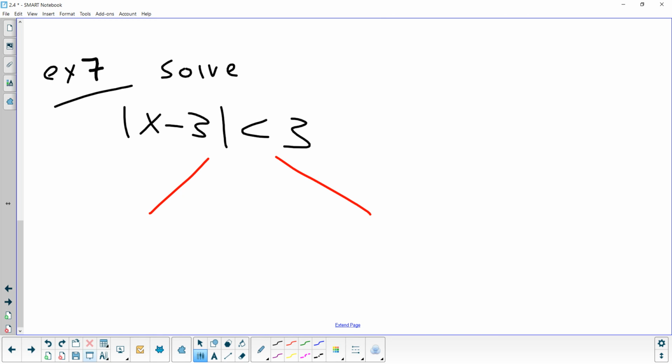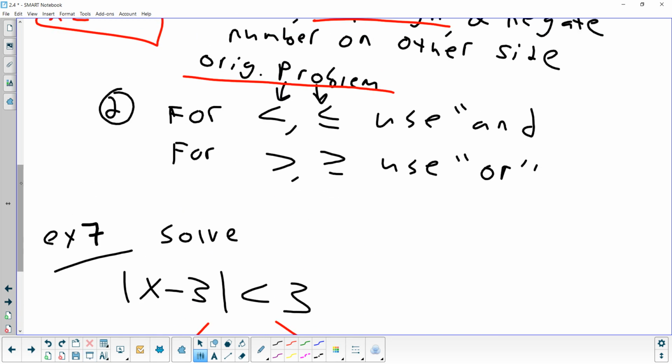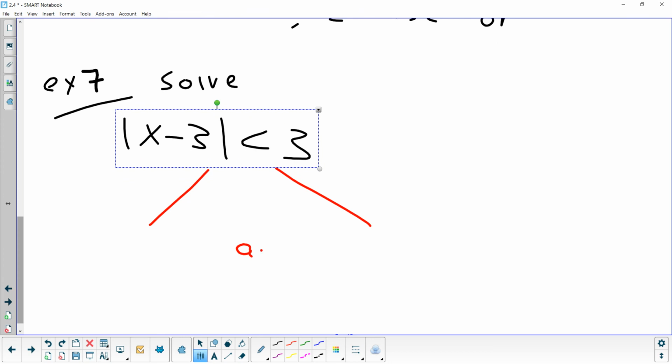Before I even split it, let's just write down if it's an and or if it's or. How about Jake? Is this one an and or an or? And. Less than. Right? When it's an and, that usually means shade between. Okay, so we're going to end up with shade between.